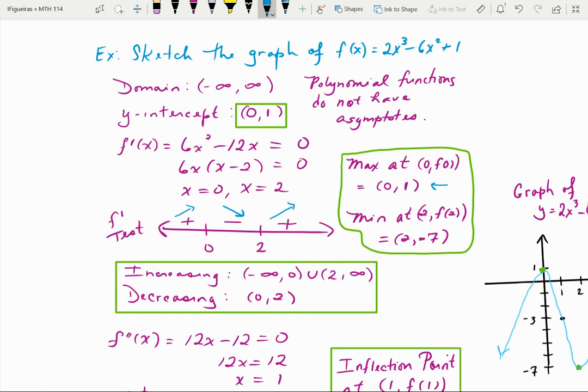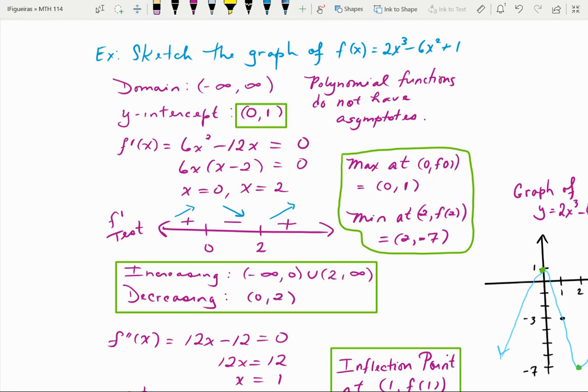And I have a minimum at 2, again, because it goes from negative to positive. The first derivative goes from negative to positive. And when x is 2, f of 2 is negative 7. Don't forget that 0, 1, and 2, negative 7 came from substituting back into the original function. Okay.